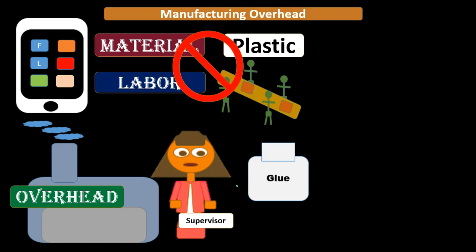Same thing would be true for something like glue or small materials. You might be thinking, well, the glue is directly involved in the production here of the inventory. However, it's pretty small in nature, so therefore it might not be worth us tracking the cost of each unit of glue that's going into this particular inventory product. Therefore, it's probably more cost effective for us to just put it in the overhead and then apply it out using some type of estimate.